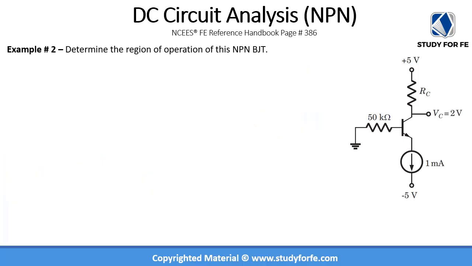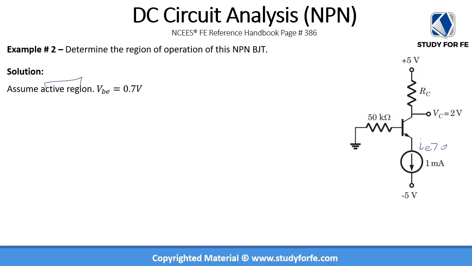The next problem is asking us to determine the region of operation of this NPN BJT. As I mentioned, our first step is always to assume a region of operation, and typically you start out by assuming that the BJT is operating in the active region. In this case, I can clearly see that since IE is greater than 0, it's obvious that this is not the cutoff region.